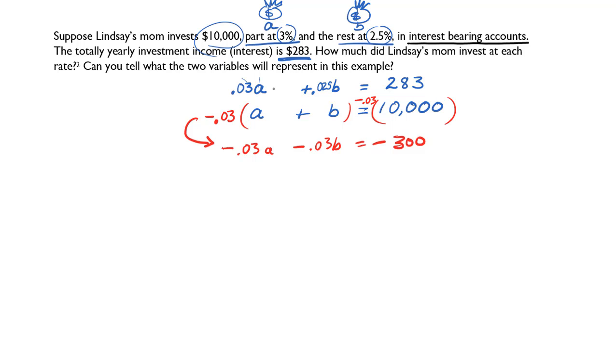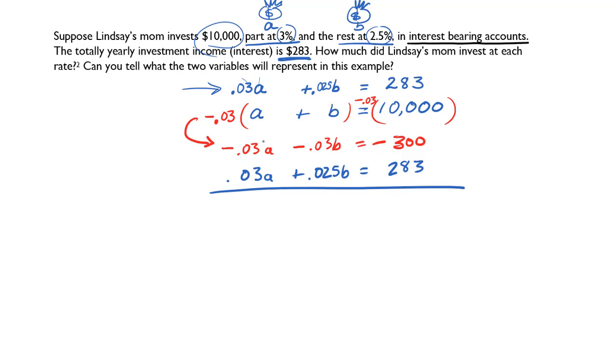Now let's rewrite the original starting equation here. 0.03a plus 0.025b is equal to $283. And now let's add them together. Negative 0.03a plus 0.03a adds to 0. Negative 0.03b plus 0.025b would be negative 0.005b equals. Now negative 300 plus 283 would give us negative 17.